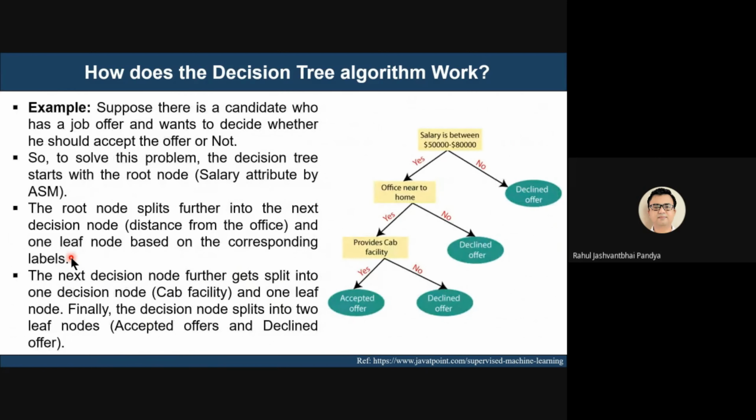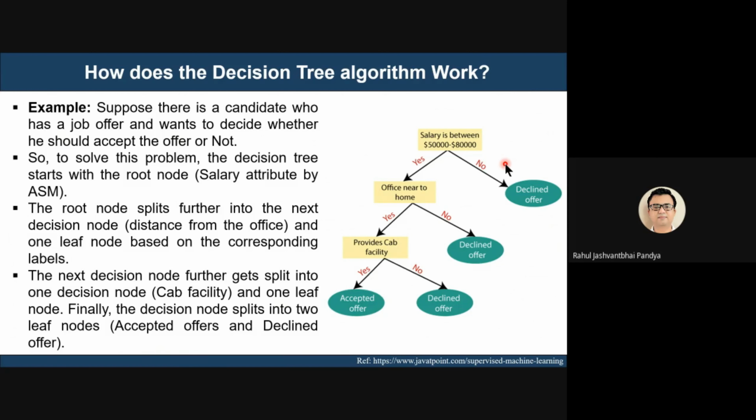Let's take one example to understand. Suppose there is a candidate who is looking for a job, and the candidate got multiple job offers. He wants to decide whether to accept or not. So how to solve this problem? First he has to make a decision: I got, let's say, two jobs or maybe multiple jobs, correct? So he has to solve this problem and make a decision.